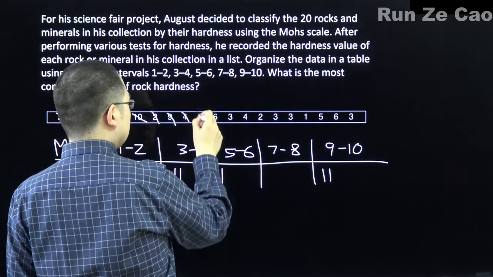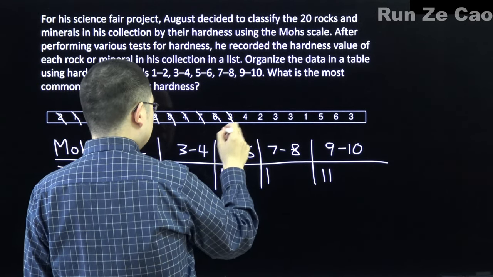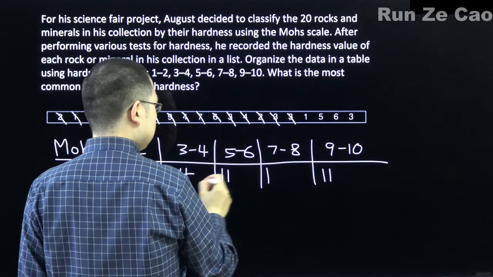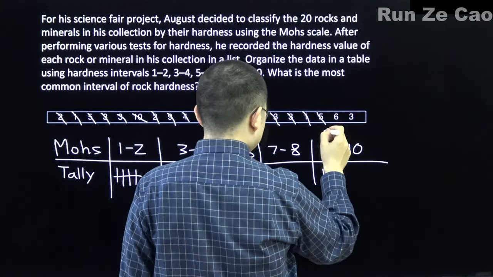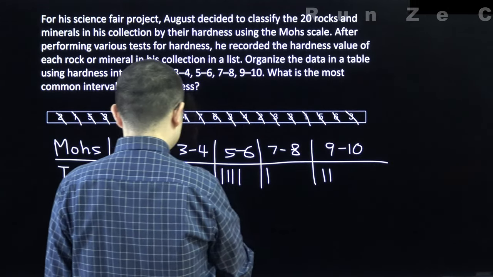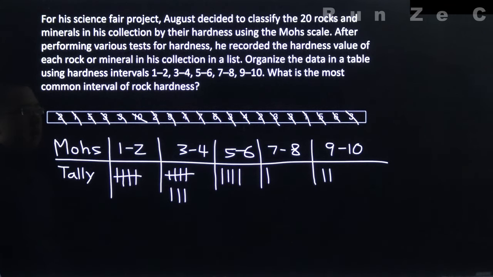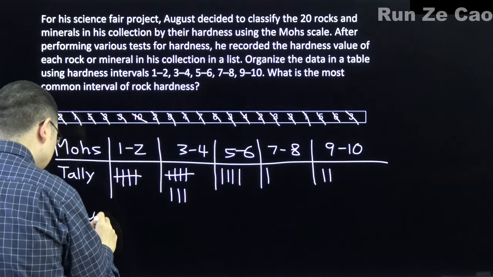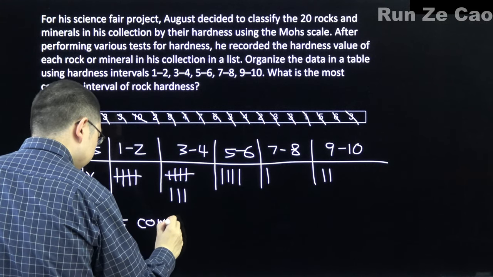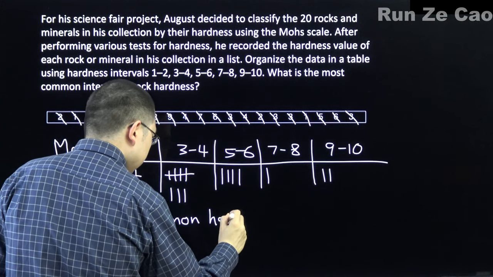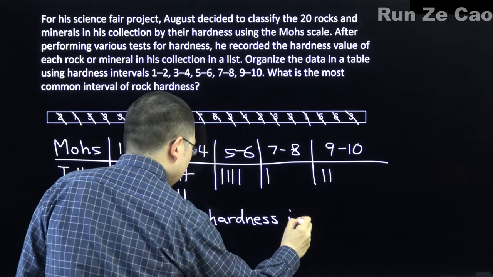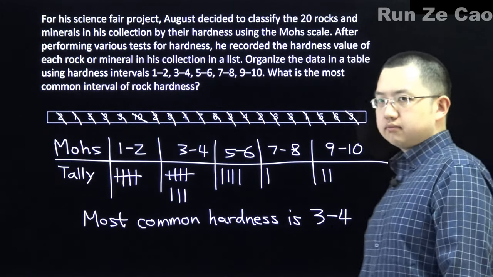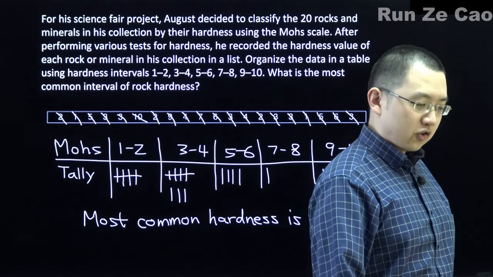So a 4, 7, 6, 3 and 4, so 2 of them. 2, 3 and 3, 1, 5 and 6. And 3. Okay, so the most common interval of rock hardness we can clearly see from the tallies is 3 to 4. This is a word problem, so we're supposed to give a statement. I restate part of the question, but answer it.